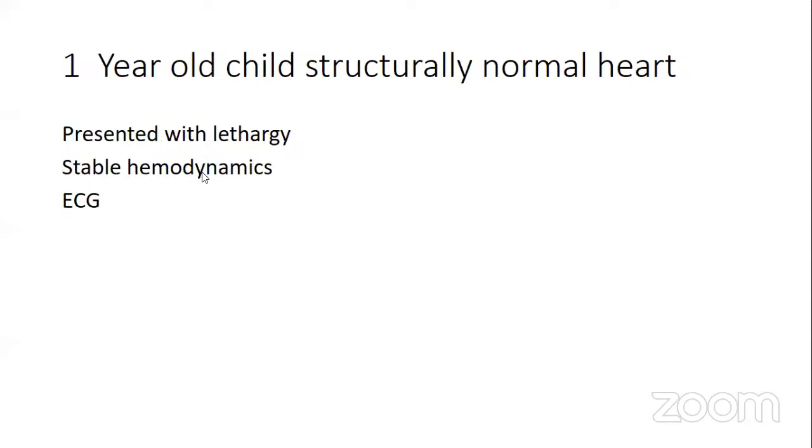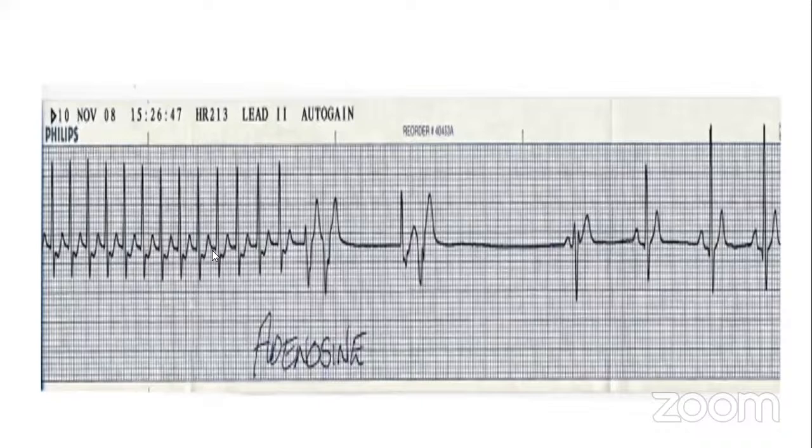A 1 year old child, structurally normal heart, presented with lethargy, stable hemodynamics. Here is the ECG. Narrow QRS tachycardia, adenosine was given. After some escape beats, sinus rhythm reverted.